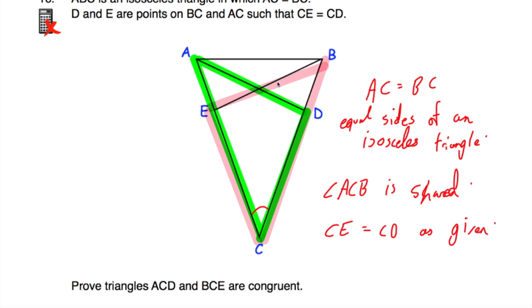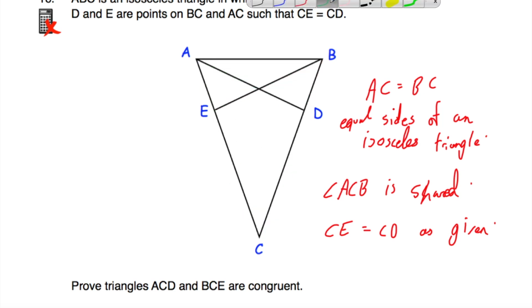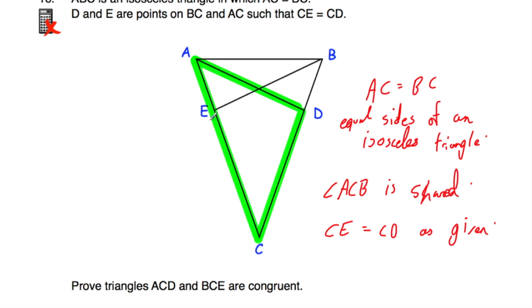So let's have a look at each triangle individually. I'm just going to rub these out and let's look at each triangle. Okay, so let's start off with triangle ACD. We know that AC is the same as BC. So this side is the same as one of the other sides. We had that CD is equal to CE. So that side was the same as the other one. And then we also had that the angle in between them is shared.